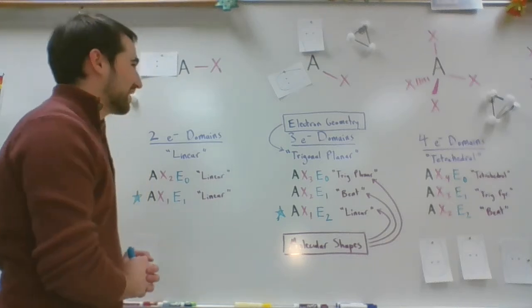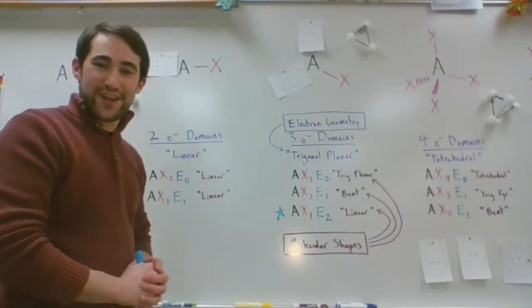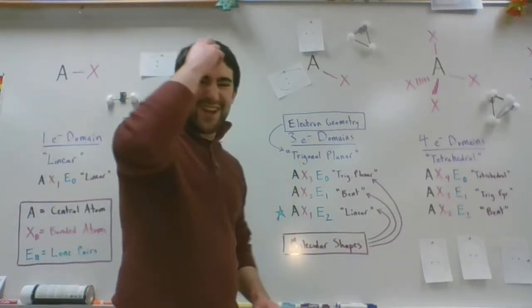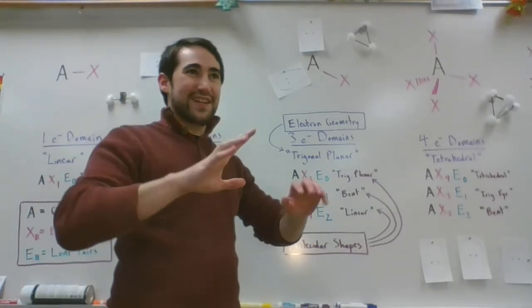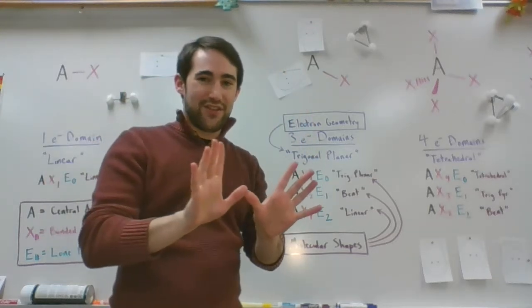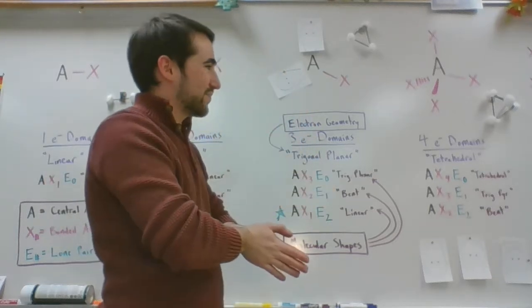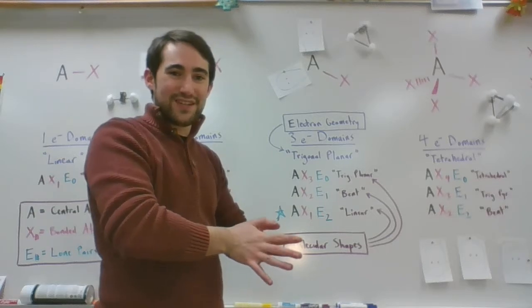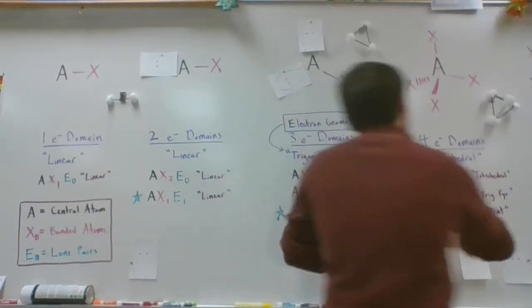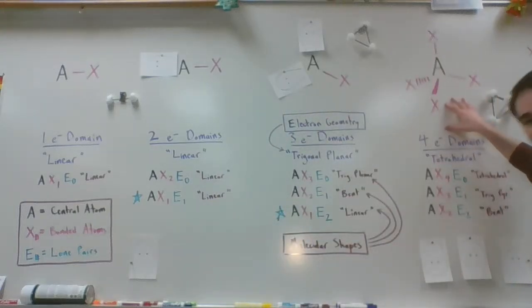Okay, well, let's get to something a little bit trickier. Once we get 4 electron domains, we can't really get things to sit next to each other in a plane, all in a straight line with each other, on a flat surface. We start to get into molecules that need a little bit more room.